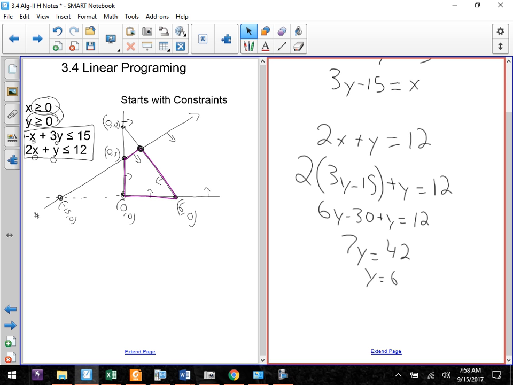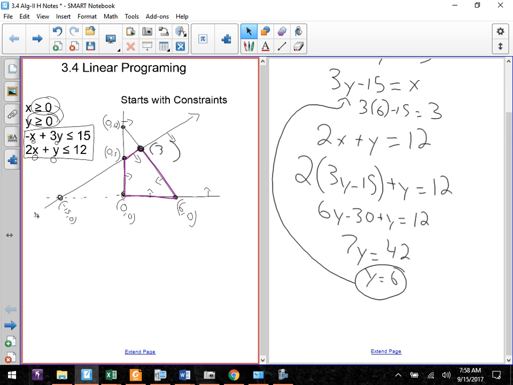If the y value is 6, what's going to be my x value? Excellent. The reason we know that's going to be 3 is because we take the value of 6 right back up here. 3 times 6 minus 15 is 3. And that gives me my ordered pair here at (3, 6).